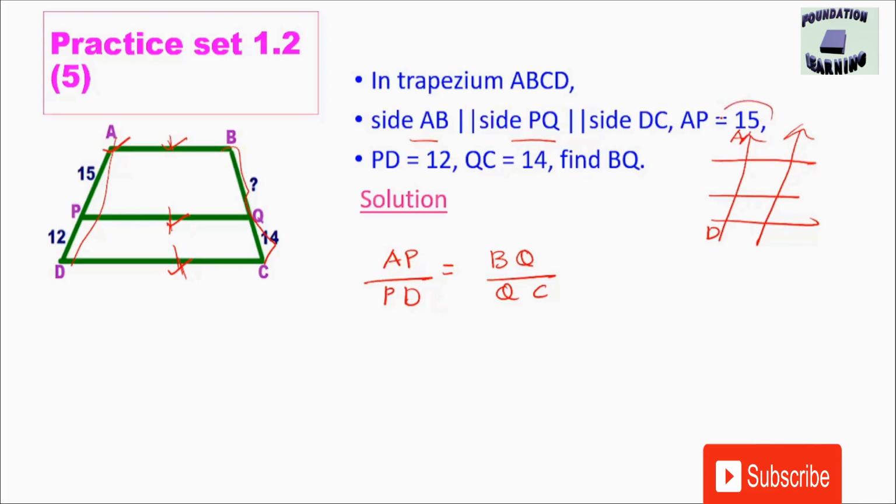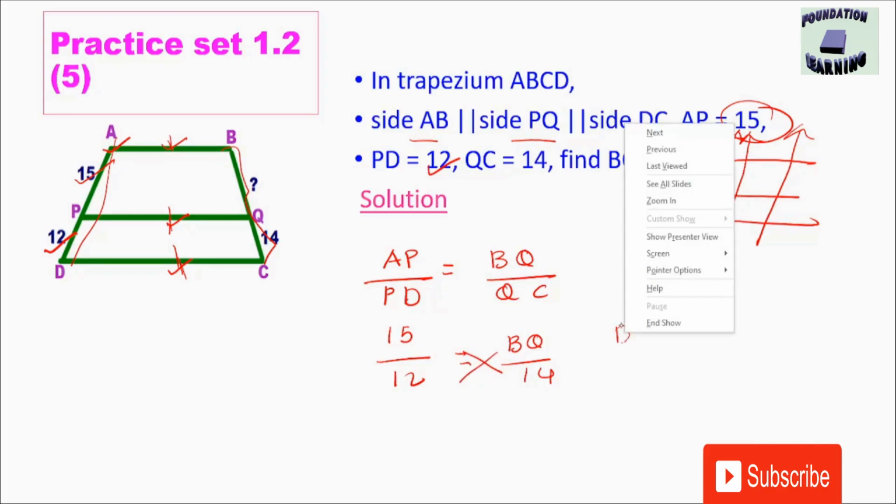So what is the value of AP? AP is 15. How much is PD? PD is 12, in the question and in the diagram. BQ we don't know, so we'll write it as it is, BQ. QC is 14. Now we'll cross multiply.